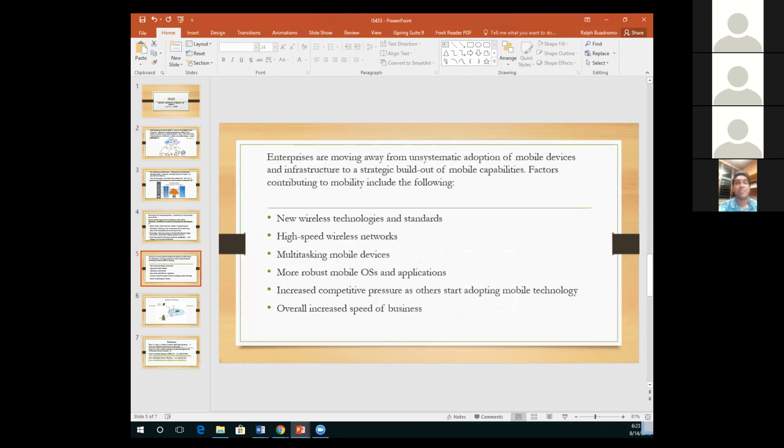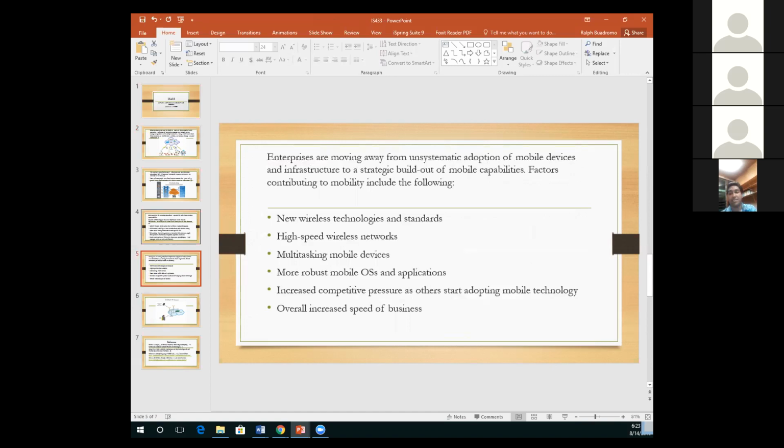Just quickly, enterprises are moving away from unsystematic adoption of mobile devices and infrastructure to a strategic build out of mobile capabilities. Factors that are actually contributing to mobility include the following: new wireless technologies and standards, high speed wireless networks, multitasking mobile devices, more robust mobile operating systems and applications, increased competitive pressure as others start adopting mobile technology, and overall increased speed of business. These are some of the actual factors that are contributing to mobility.